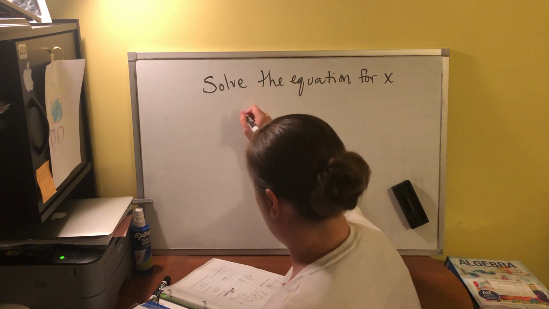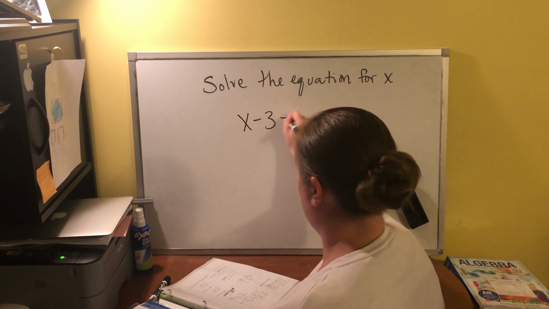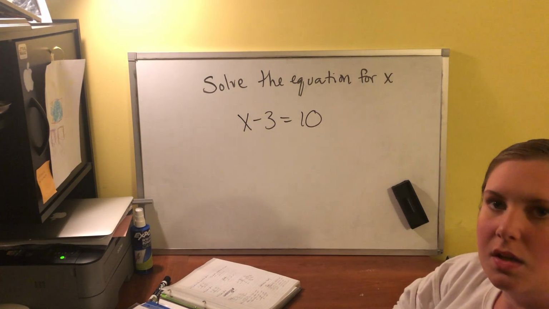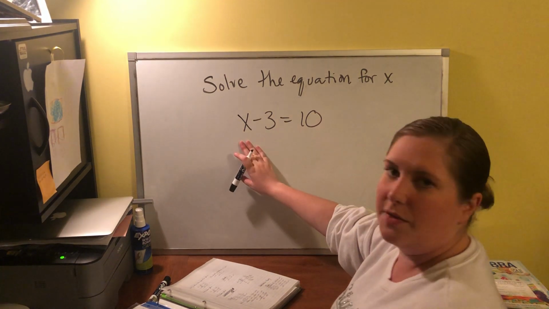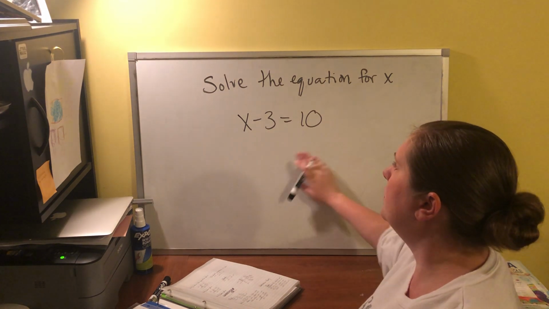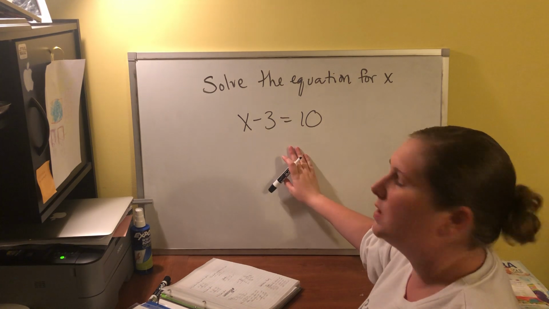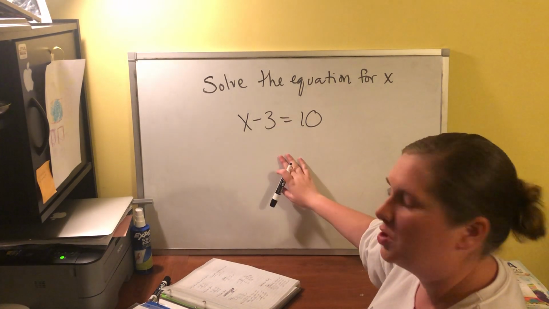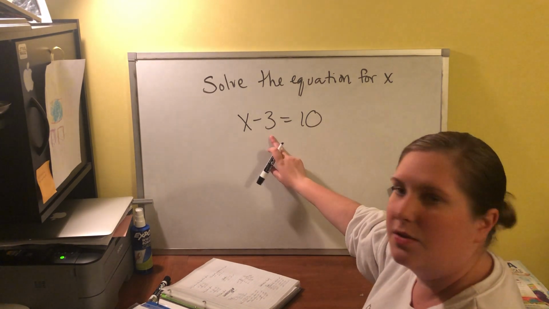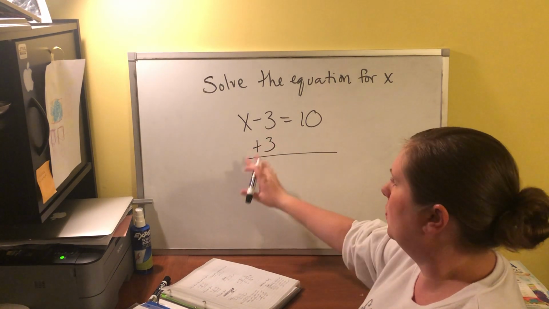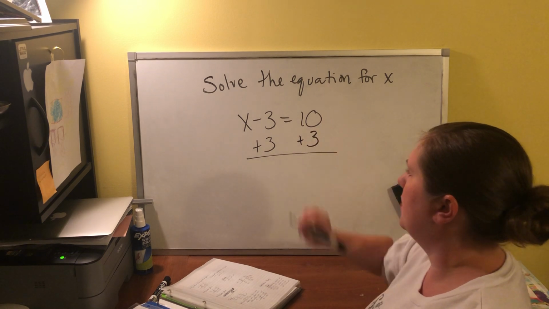Let's do another. Let's go ahead and do x minus 3 equals 10, and we're still solving the equation for x. So I want the x by itself on the left-hand side of the equation. I want to move the negative 3 over to the right-hand side of the equal sign. To do this, we use the opposite operation. So this is subtracting 3. The opposite would be adding 3. What I do to one side, I must do to both.